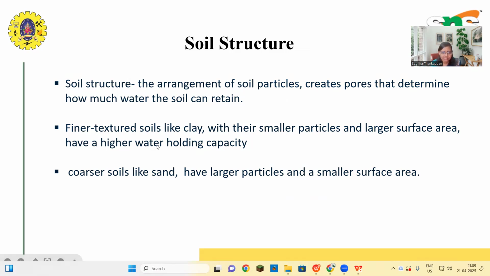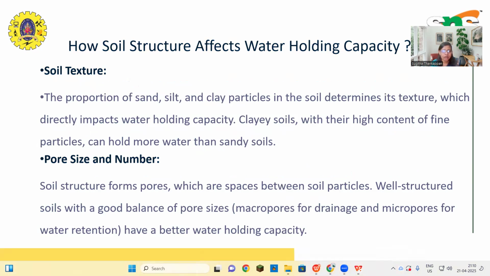So fine texture soils like clay with smaller particles have a larger surface area. If the surface area is more, it has a high water holding capacity. Soils like sandy soil are coarser, and the particle size is larger. So when the particle size is larger, the area is smaller. Smaller surface area means the water holding capacity will be less. How the soil structure affects the water holding capacity is very important. As agriculture graduates, we have to understand this.